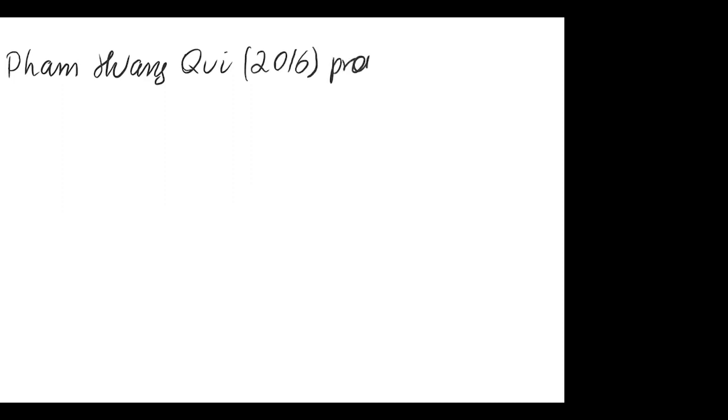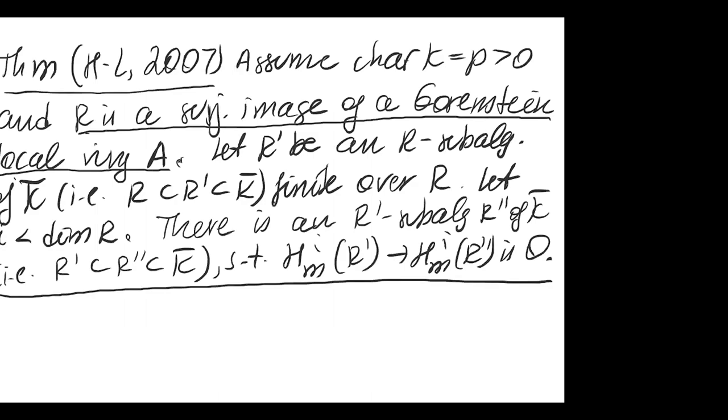So in 2016, a Vietnamese mathematician, Pham Hung Quy, in 2016, proved the same thing under the assumption. Is R double prime finitely generated? So that's the question. Well, let's see. As an R-algebra. All right.